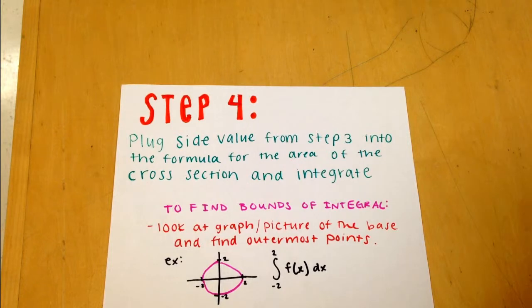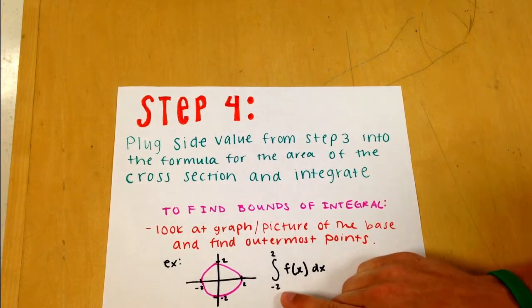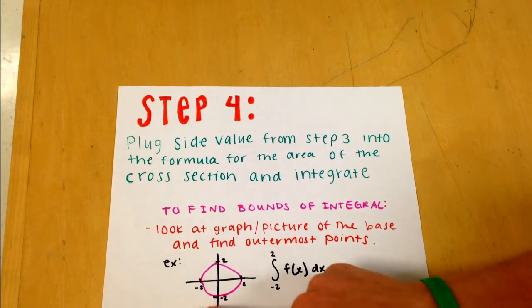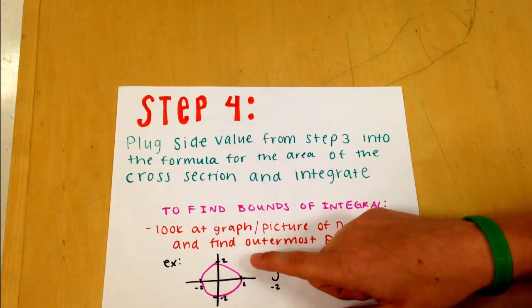Next, take your side value that you found. So in this case it was 2 times the square root of 9 minus x squared, and plug that in as f of x and integrate from your bounds. So to find your bounds, you find for dx integration the leftmost and the rightmost, or for dy the bottom to top.